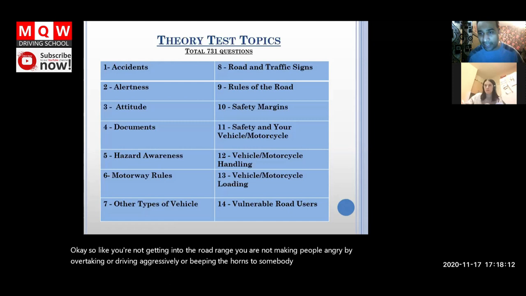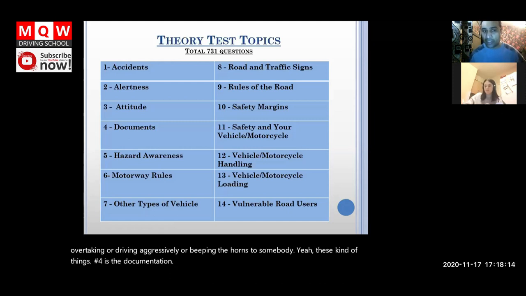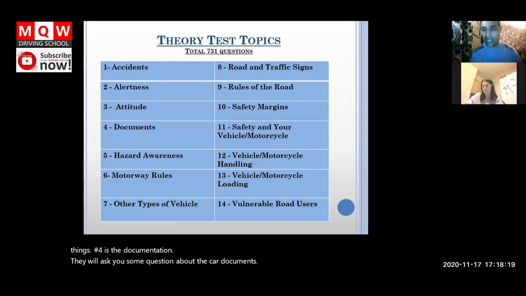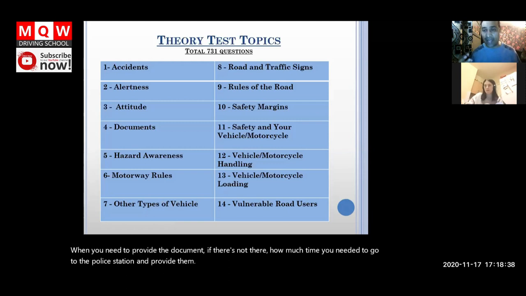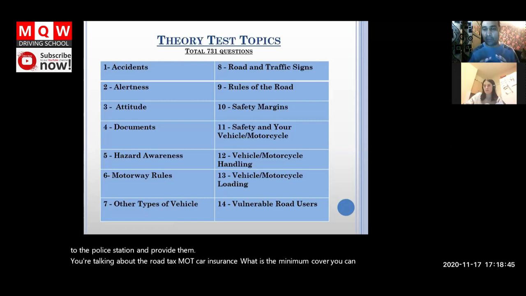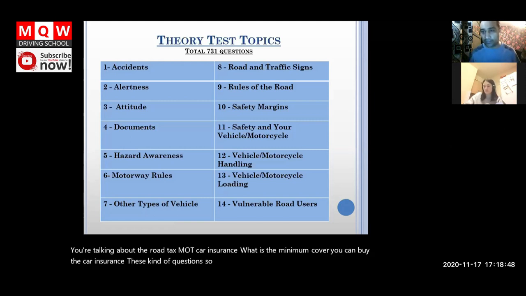Number four is the documentation. They will ask you some questions about the car documents. They can ask what main documents you must provide if the police ask you. If you're in an accident, when you need to provide the documents, and if they're not there, how much time you have to go to the police station and provide them. You're talking about the road tax, MOT, car insurance, what is the minimum cover you can buy as car insurance, these kinds of questions. So everything about the papers of the car or important things.